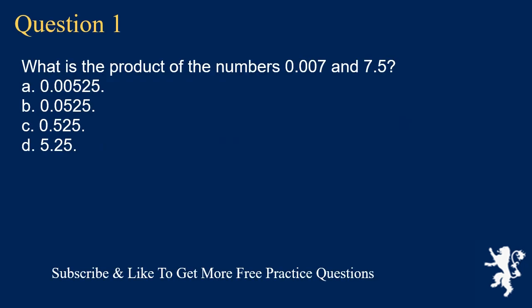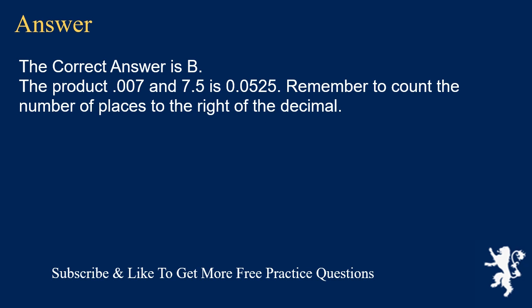Question 1. What is the product of the numbers 0.007 and 7.5? A. 0.00525. B. 0.0525. C. 0.525. D. 5.25. The correct answer is B. The product of 0.007 and 7.5 is 0.0525. Remember to count the number of places to the right of the decimal.